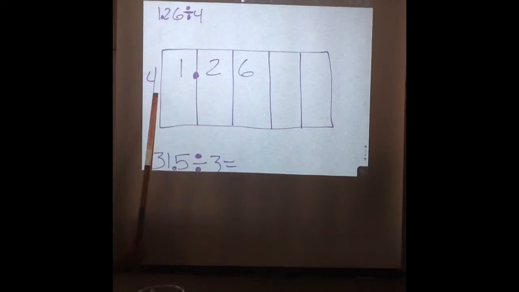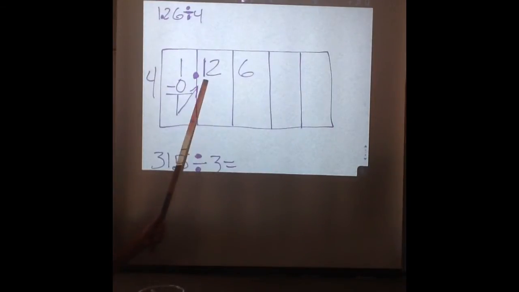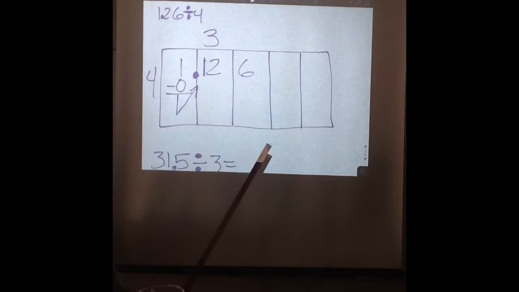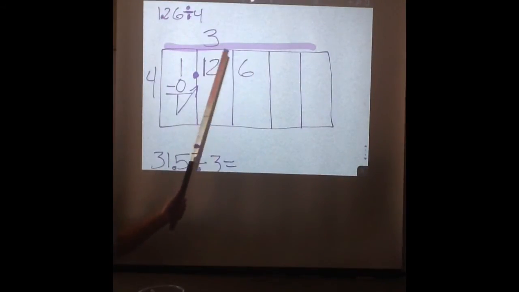So we can ask, how many 4s are in 1? You would say, well, 0. So you subtract 0. Leaves you with 1, and you're going to move that 1 up here, so this becomes a 12. 4 times what is 12? You said 3. Nice job. The 3 would go over this, and this is where we're going to put our answer. We're going to put our answer up on top there.